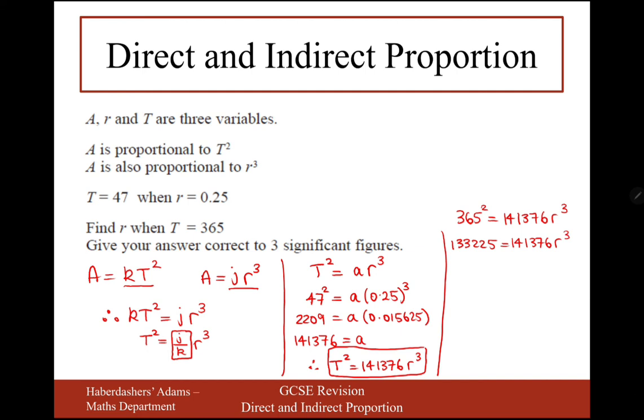Let's now divide that number from the right onto the other side. So divide by 141376, and I get r cubed equals 0.9422... So now r, just on its own, let's try and find that cube root button again. Is 0.980 to three significant figures.